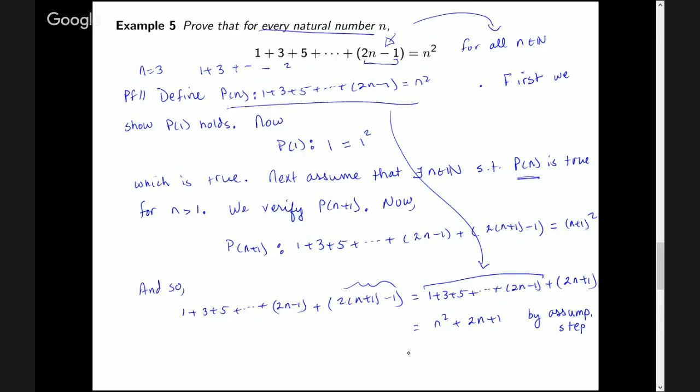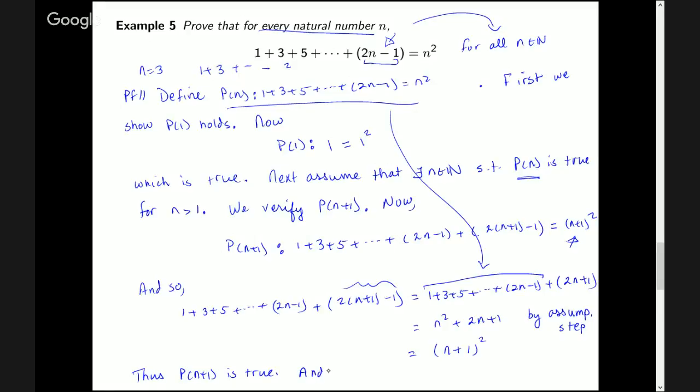If you don't use your assumption step, you either did something wrong or you don't need induction. So you always have to use your assumption step. Now factor this for me, n squared plus 2n plus 1. What is that equal to? (n plus 1) squared. So that means you got to that other side of the statement you're trying to show. Thus, P of n plus 1 is true.